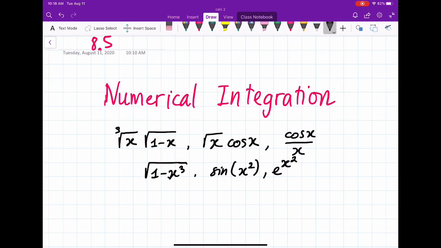Hello, today we study numerical integration. Actually, in Calculus 1, when we start definite integrals, we learn how to approximate a definite integral using Riemann sums. And that's how we can define definite integrals, right?